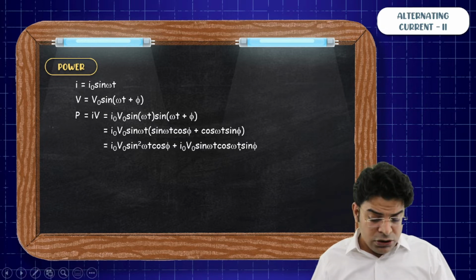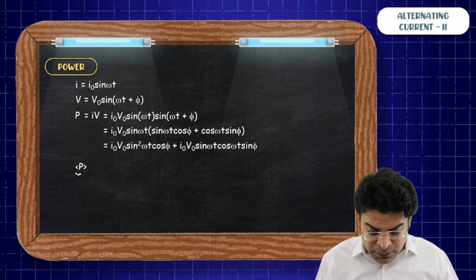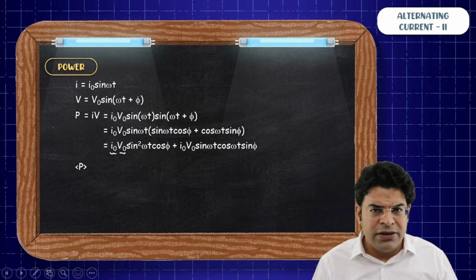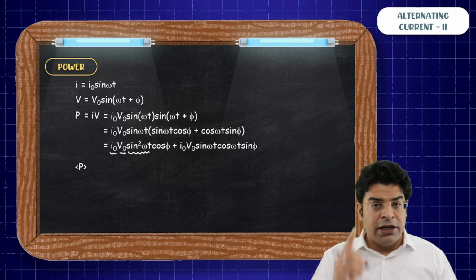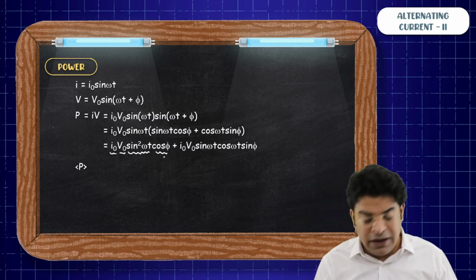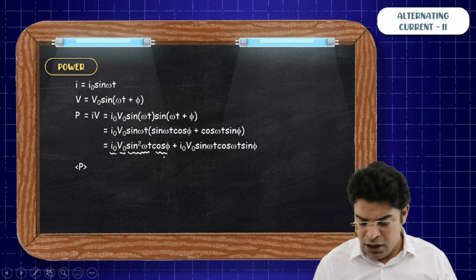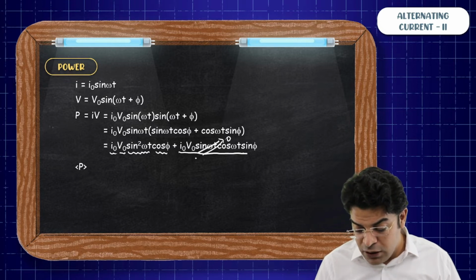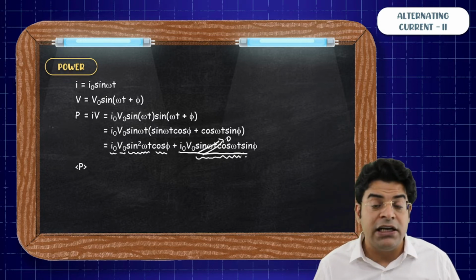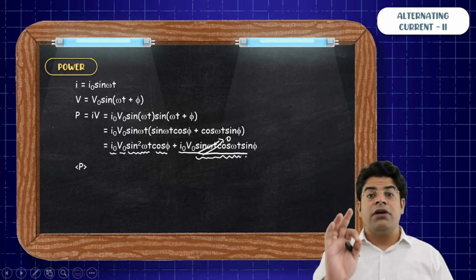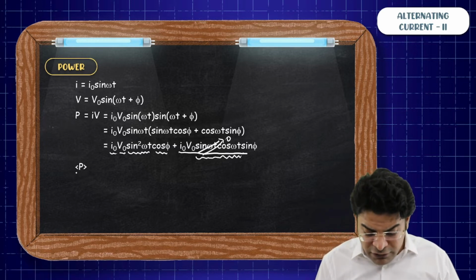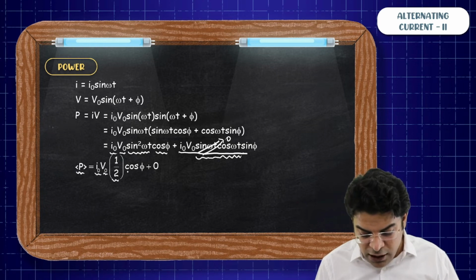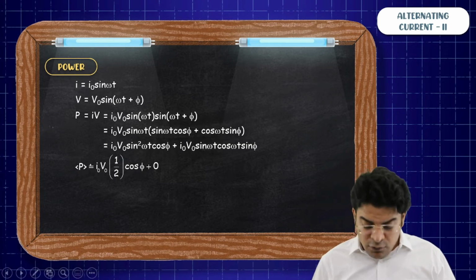0. So on finding the average power dissipated, you will write it as I naught into V naught, because they are constant, times the average value of sine square omega t, which is half, into cos phi. Phi doesn't change with time, right? Now, for the second term, the average value becomes 0, as the average value of sine omega t into cos omega t over one complete cycle is 0. So the average power dissipated is nothing but I naught into V naught into half into cos phi.